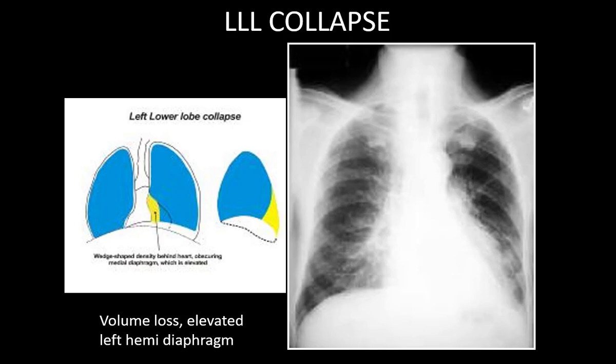Left lower lobe collapse: again you can see there is volume loss, similar to what was seen on the right side, and there is an elevated left hemidiaphragm.